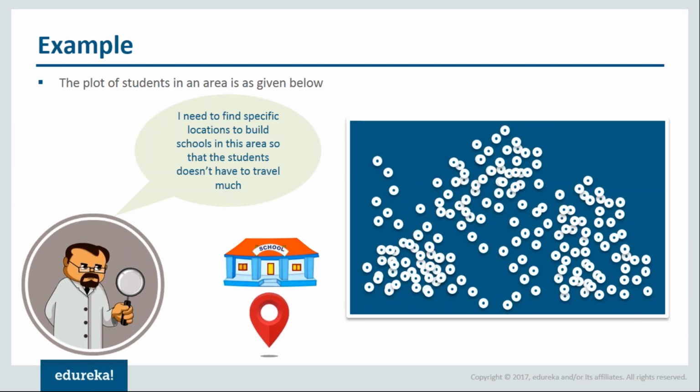In order to find that out, we will do k-means clustering and we'll find the center points, right? So if we can cluster and make groups of all these locations and set up schools at the center point of each cluster, then that would be optimum, isn't it? Because that is how the students have to travel less. It will be close to everyone's house.